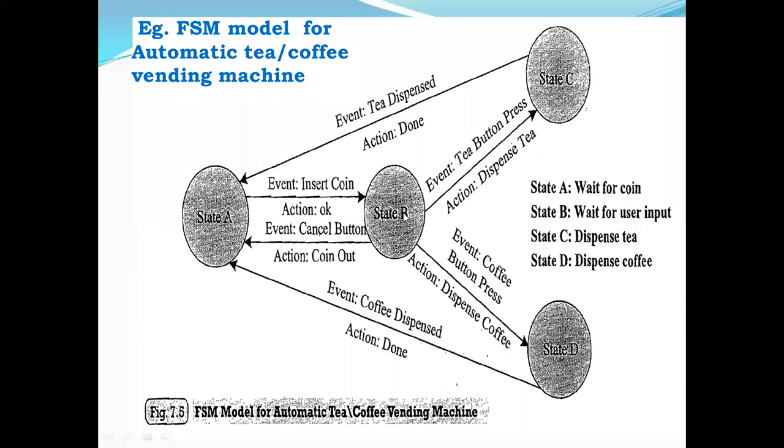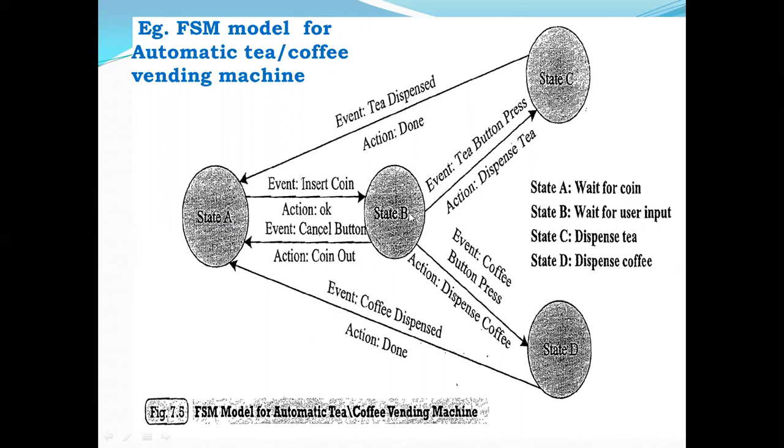Then what will you do? You will give the input as either tea or coffee. If you have pressed tea, then it will go to dispensing tea. If the user has pressed coffee, what will happen? It will go to which state? It will go to dispense coffee. What is the event that has happened? The coffee button has been pressed, and then the coffee will be dispensed. After that, again it will come to what? State A only. Again it will wait for the next coin to be put, right?